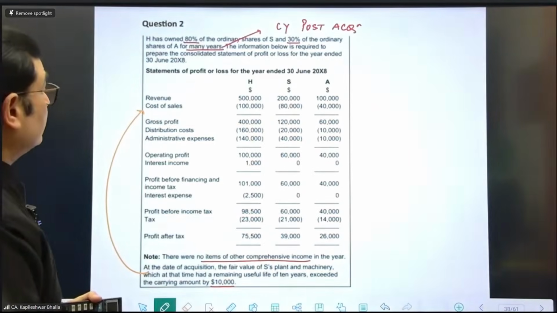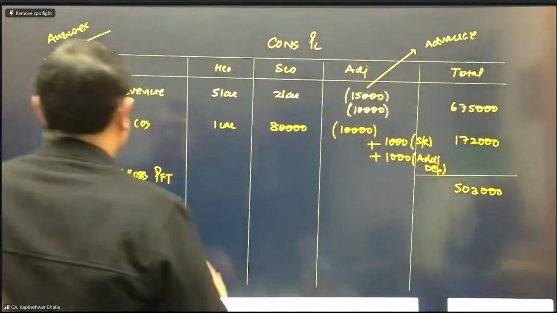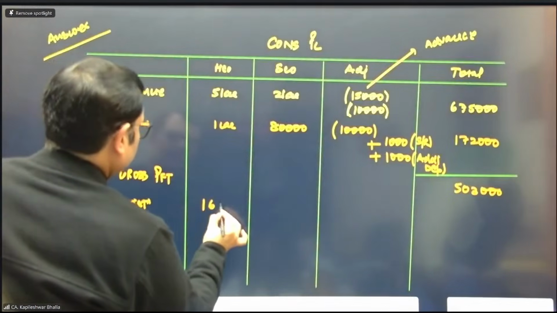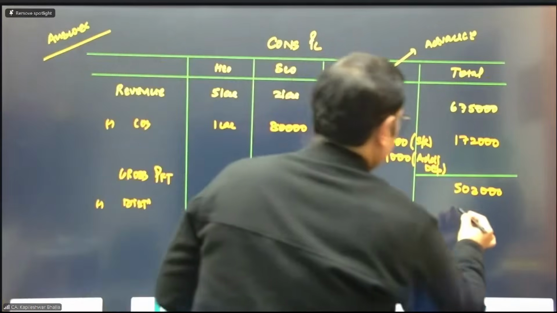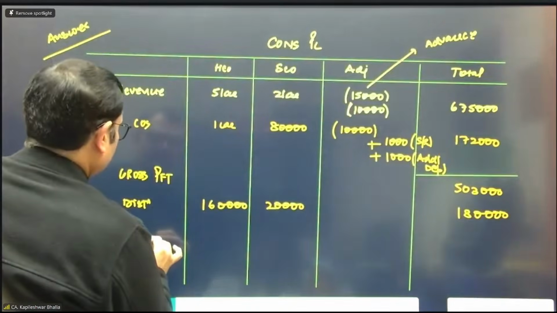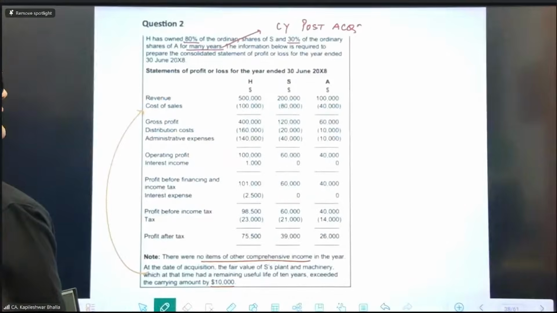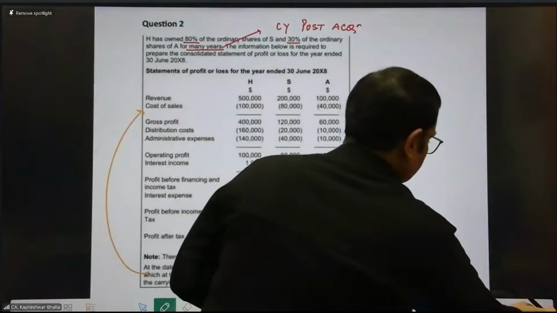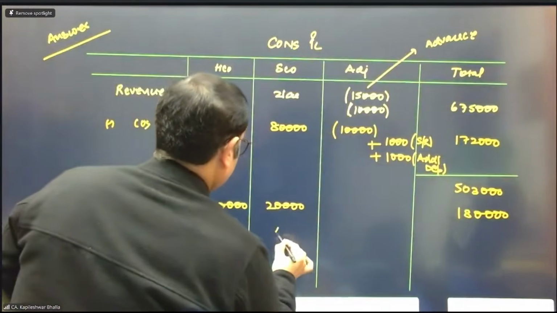So we are given distribution 160 and 20. So the next item is distribution, 160 as well as 20, and there are no adjustments. That is 180. Then we take care of the administrative expense. Administrative expense is 140 as well as 40. So this is 140 as well as 40.